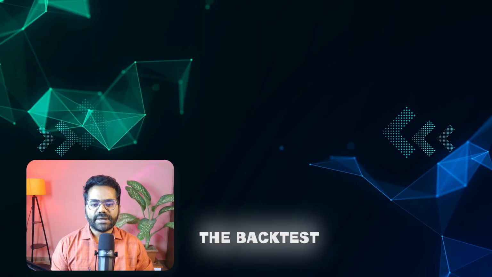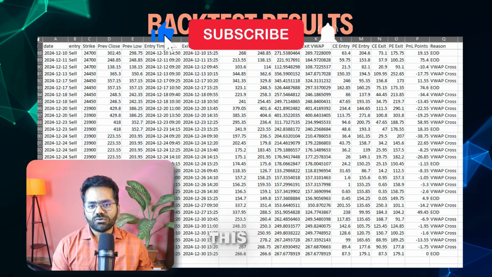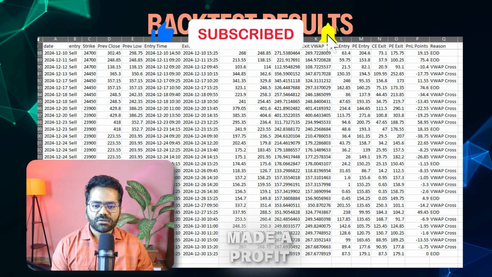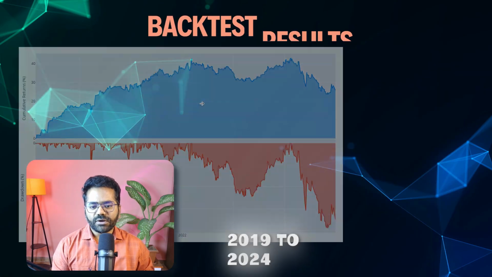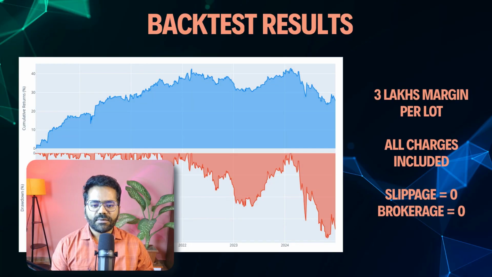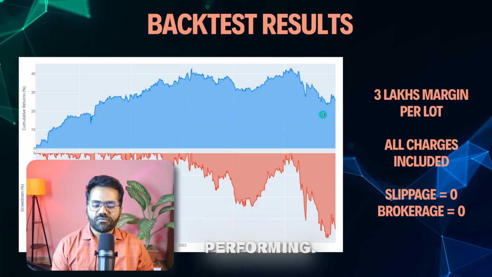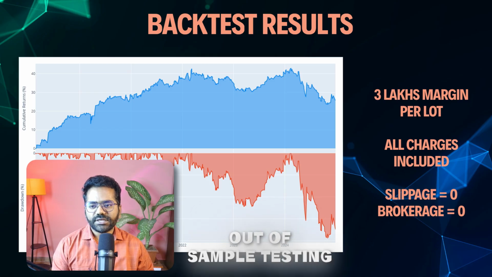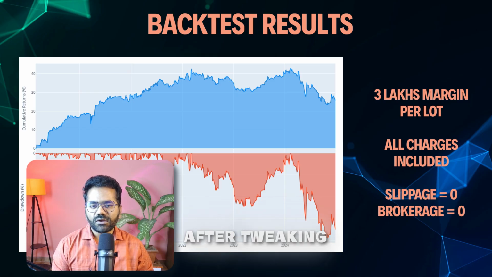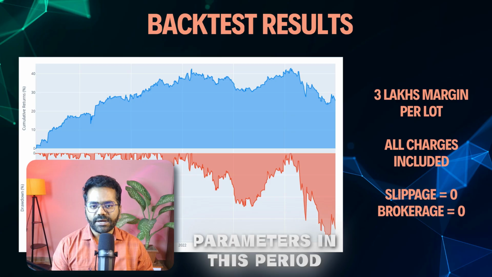So let's look at the backtest results. As you can see, this whole week we made a profit. So it was a profitable week, but that doesn't repeat every week. So here I have made a backtest from 2019 to 2024. As I mentioned, I wanted to first check how the strategy is performing. If it is performing well, then only I will do out of sample testing in 2025 after tweaking all the parameters in this period only.